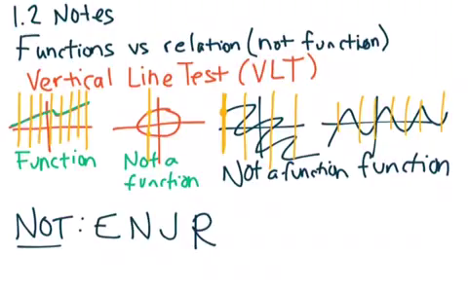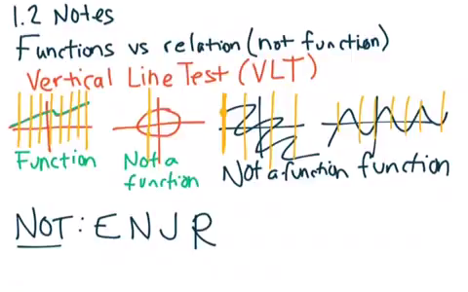Okay, next part. Rate yourself on how well you feel about functions versus relations, or not a function. 1 to 5. 5 means you get it. 1 means that you're lost. You probably couldn't figure out function versus not if it was hitting you in the face. Okay. All right. So it looks like we're good.